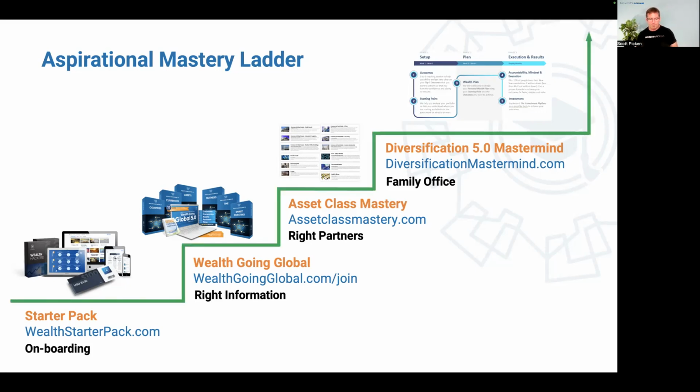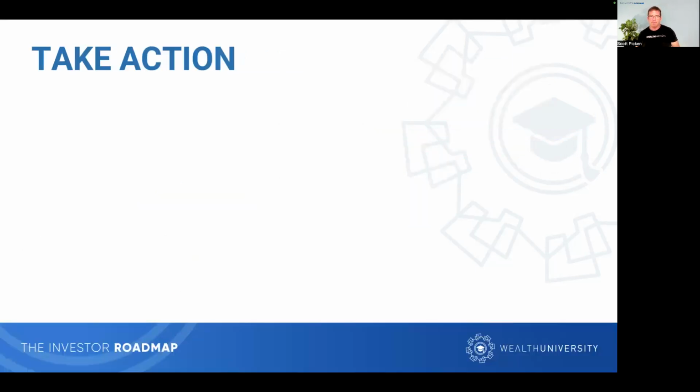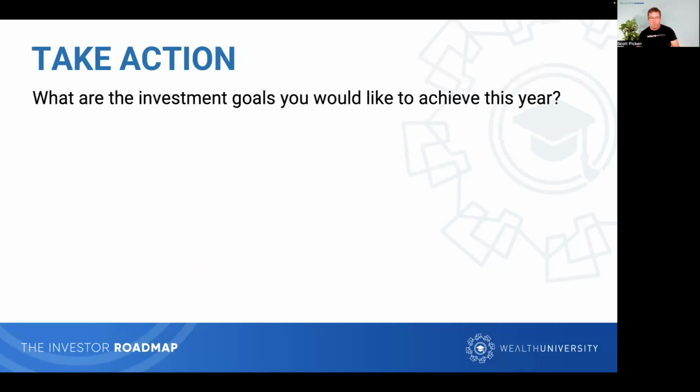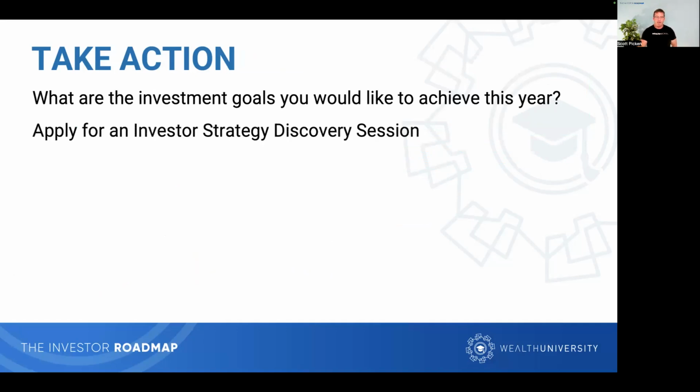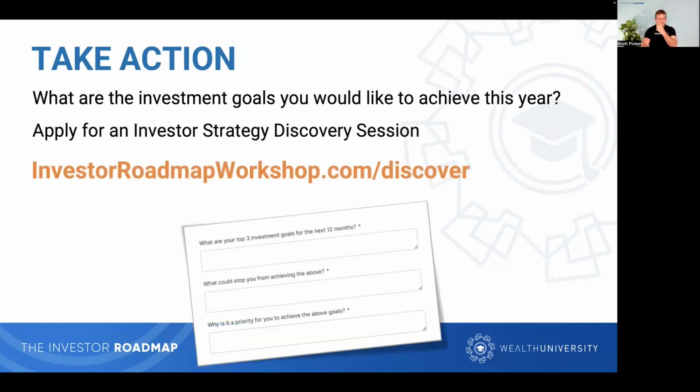Okay, but that's the aspirational value ladder. And sorry, I didn't do the nice little green thing that Shane's built, but our whole aim is to help you grow up the aspirational ladder in terms of that process. So in terms of taking action, where are your investment goals you would like to achieve this year? Apply for an investor strategy discussion session. And literally, if you want to go to this link, the investor roadmap workshop, discover if you're not quite sure what to do next, then this can help you point in the right direction in terms of that process.